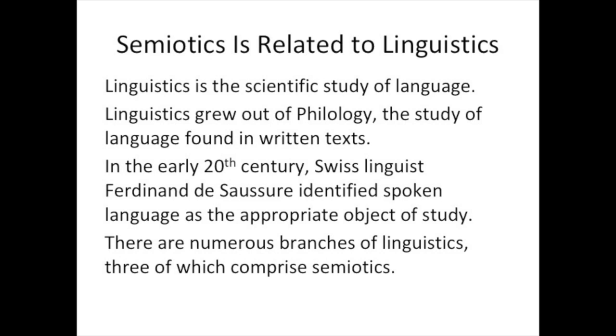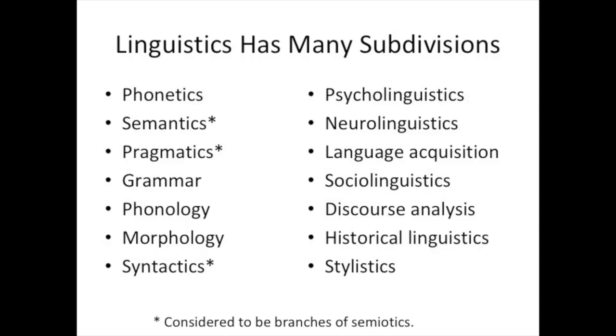So it wasn't until the 19th century that they figured out that if they wanted to understand language and how it works, they shouldn't be looking at written text, they should be looking at people speaking. So in the early 20th century, Swiss linguist Ferdinand de Saussure identified spoken language as the appropriate object of study. And there are numerous branches of linguistics, and three of them comprise semiotics.